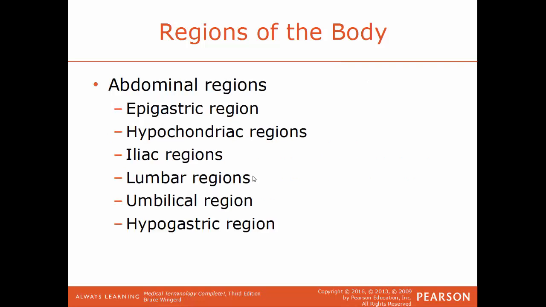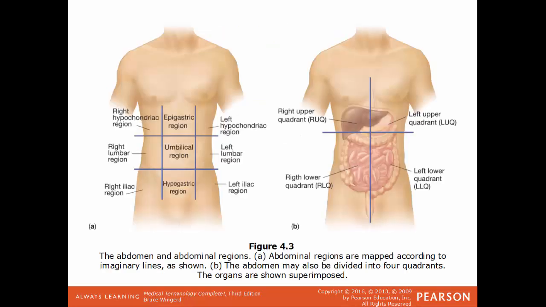The abdominal regions, you can think of this as cutting your abdomen into a tic-tac-toe pattern, where you have 9 squares, a top row, middle row, and a bottom row. You have the epigastric region, hypochondriac regions, left and right, and the iliac regions, right and left, lumbar regions, right and left, the umbilical region, which would be where your belly button is. That would be the center square in our tic-tac-toe pattern, and then also the hypogastric region. So I'll focus on these first. These are all the terms we just went over.